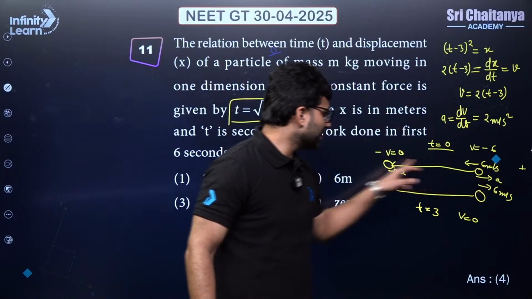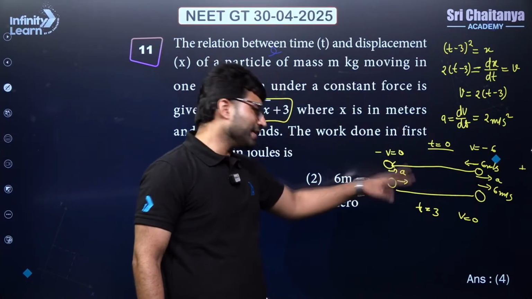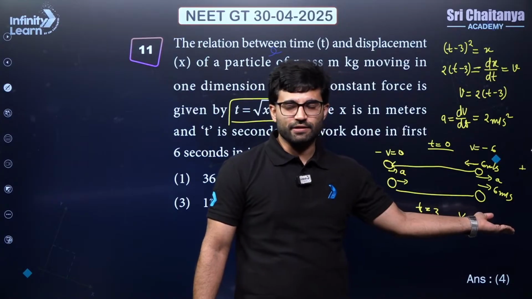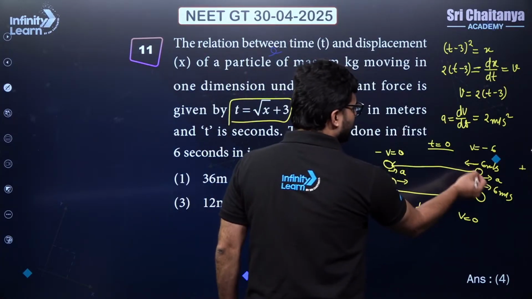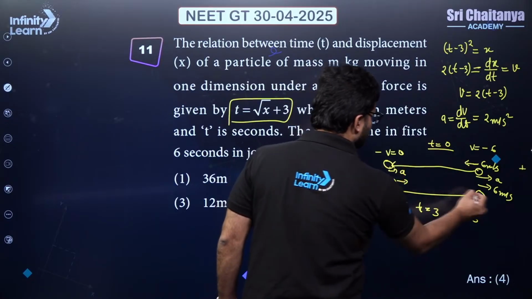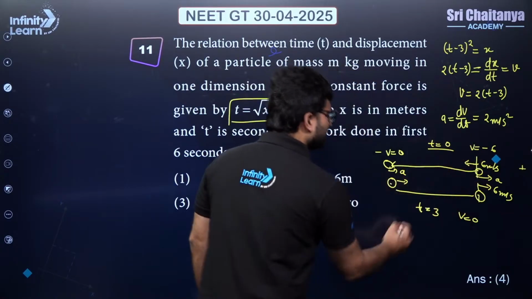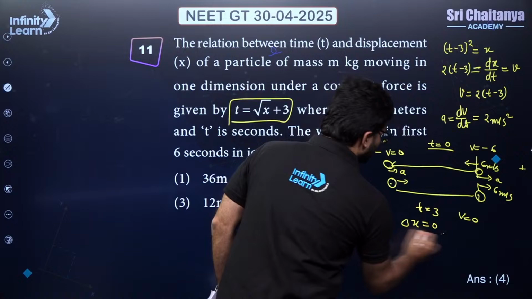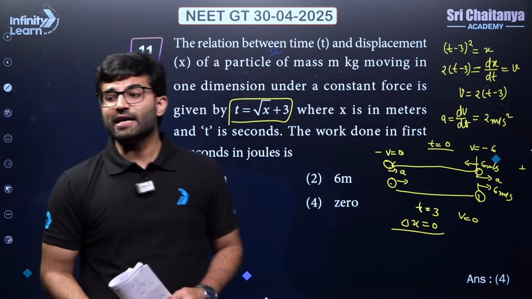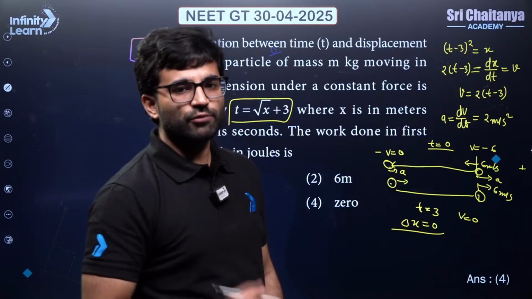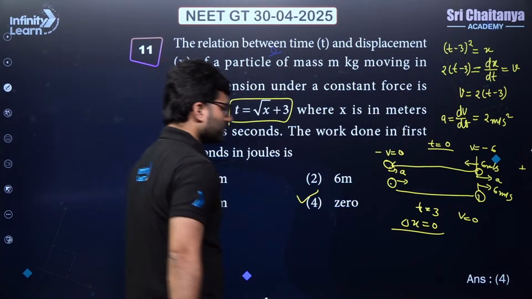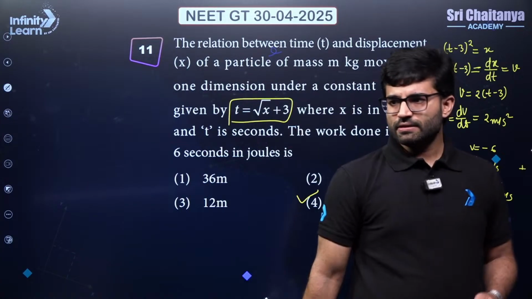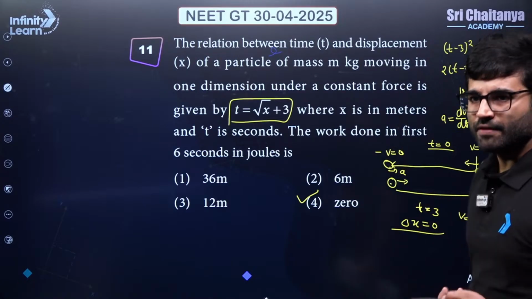This particle is decelerating for the first 3 seconds and then accelerating for the next 3 seconds, which means that if you see from here till here, then here, it is coming back to the same point, which means that the displacement is 0. And if displacement is 0, the work done has to be 0. There is no need to calculate work done here, because that would be 0. Understood? Is this very, very clear? Can we move ahead?